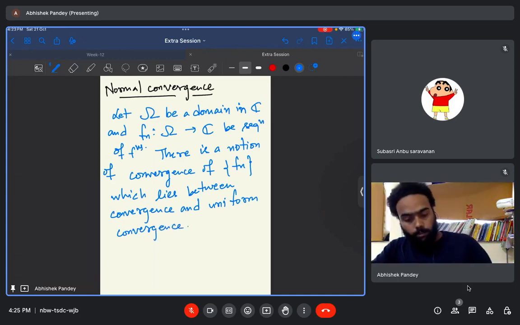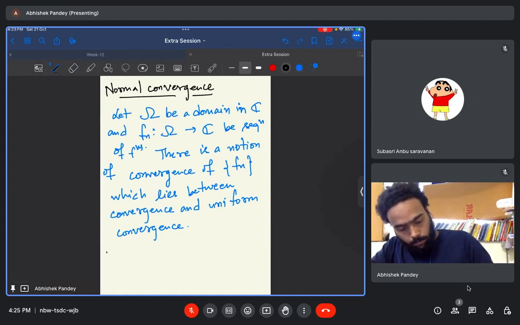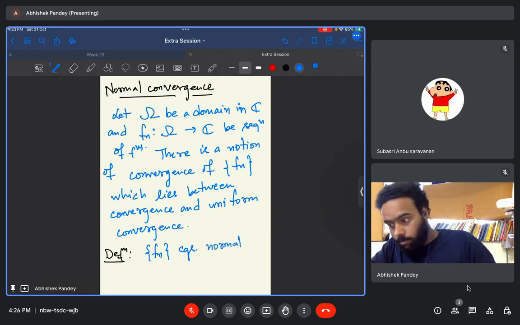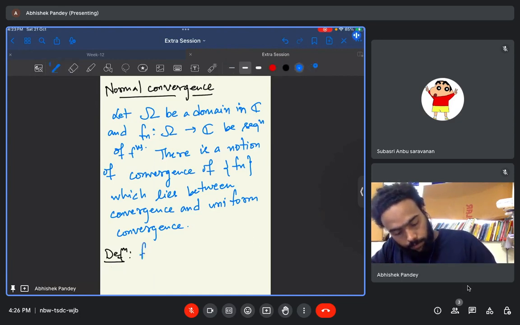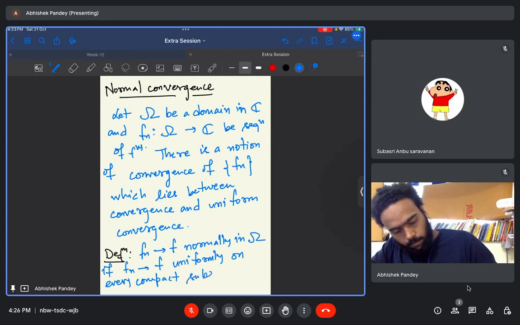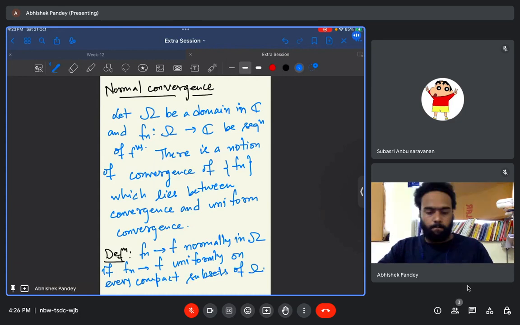The definition is like this. fn converges to f normally in omega if fn converges to f uniformly on every compact subset of omega. This is the definition.